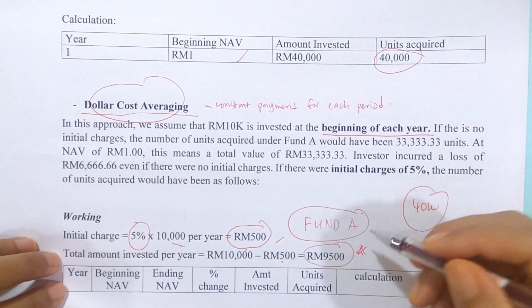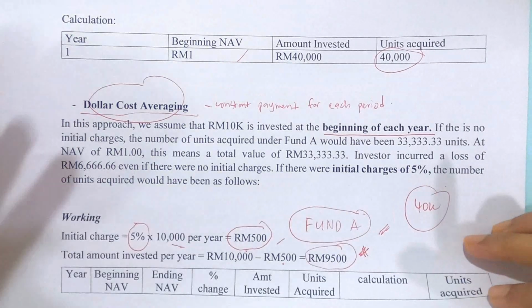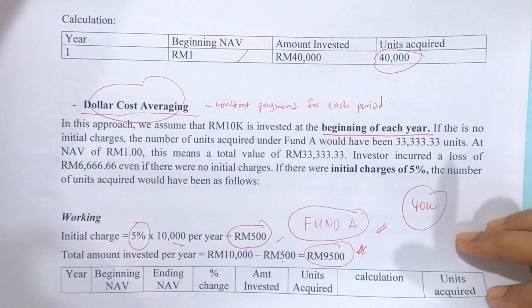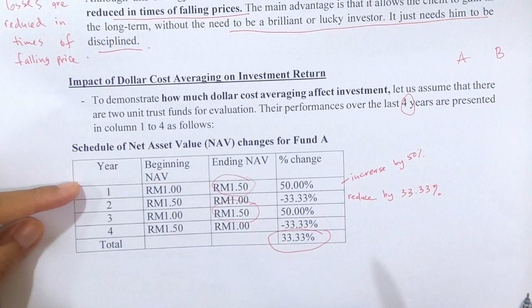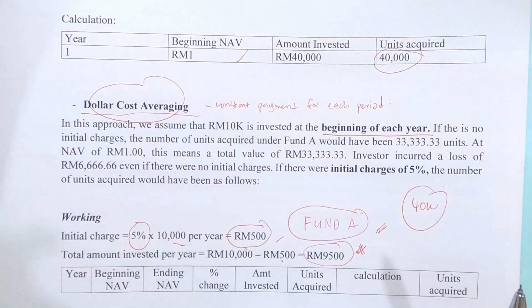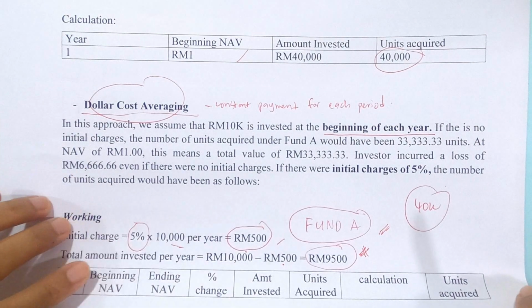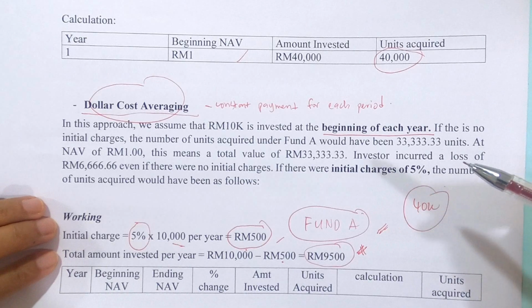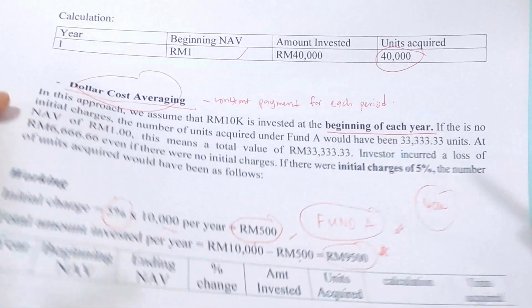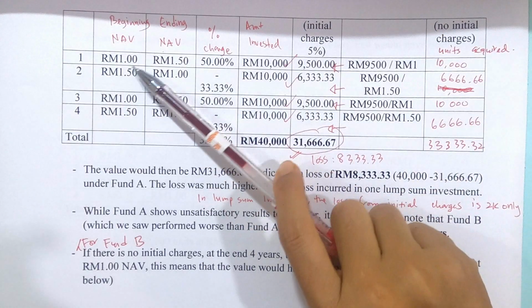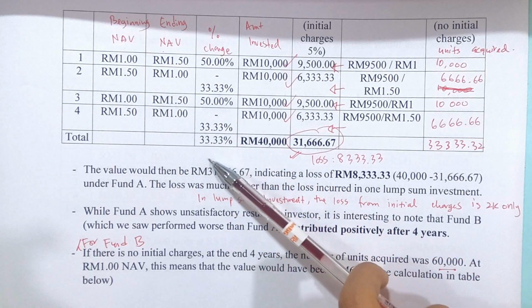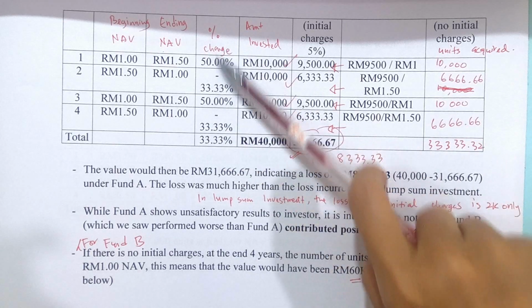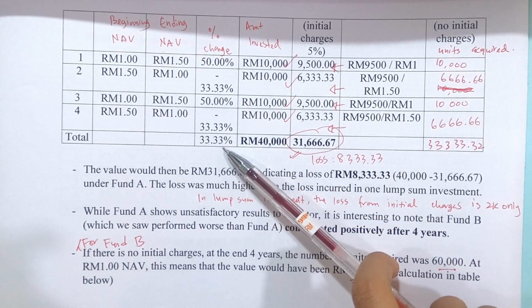So by taking Fund A as an example, the one that we discussed before, on the net asset value changes for Fund A, as in this dollar cost averaging we applied to Fund A. If you look at this table, the beginning net asset value is 1 to 1.50. This is information from Fund A, and we can see the percent of change is 33.33%.